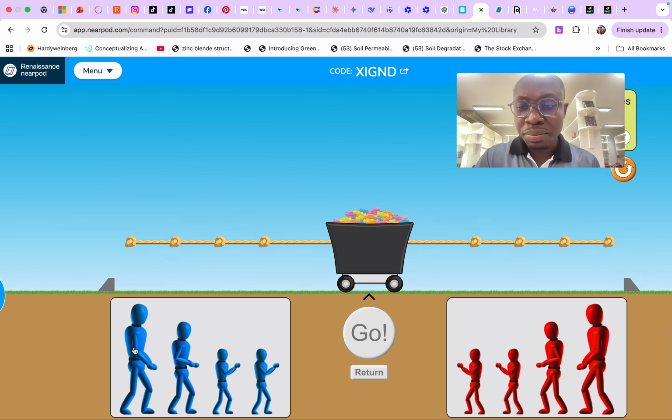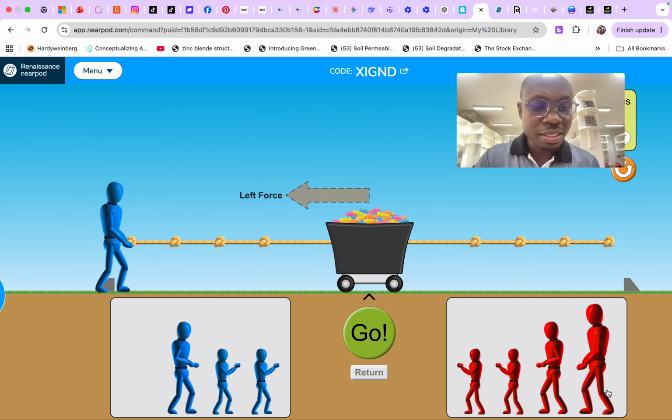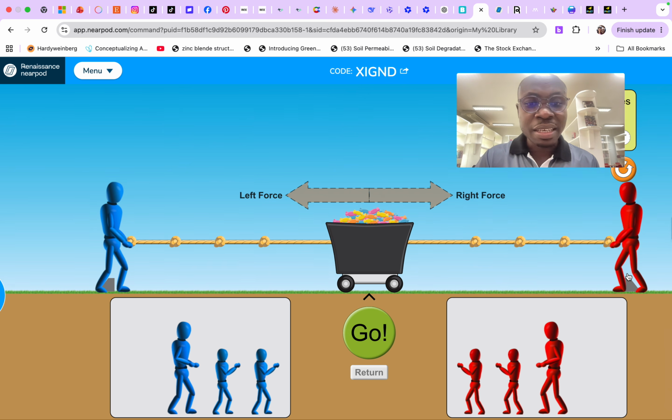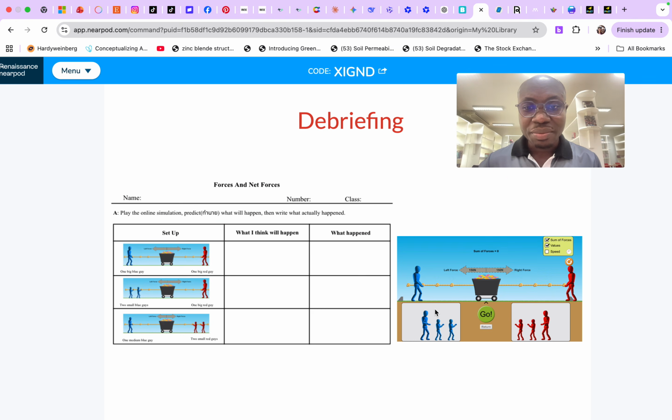Next, so this is an example. You take one blue guy, one big red guy, and then you write first. You predict, and you click the go. Okay, I will not show you because I want you to do it, and then you write it. Next slide.